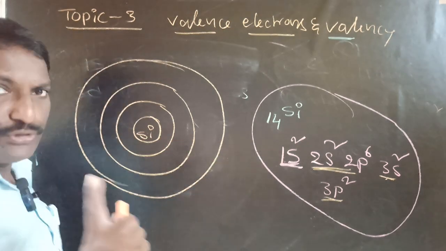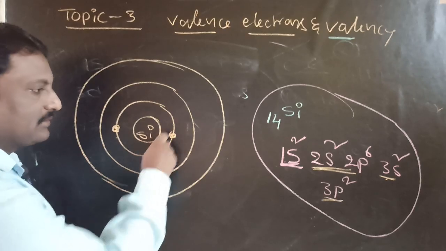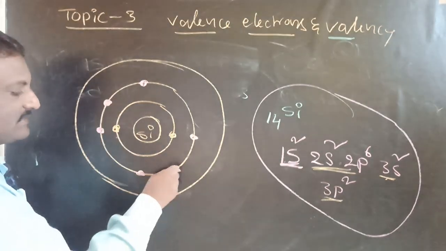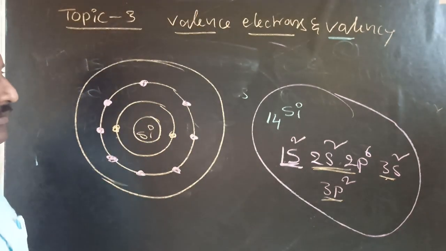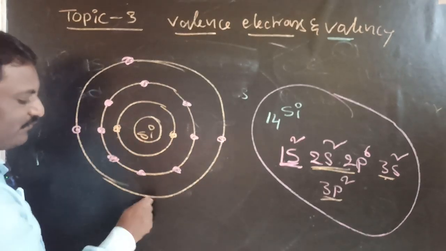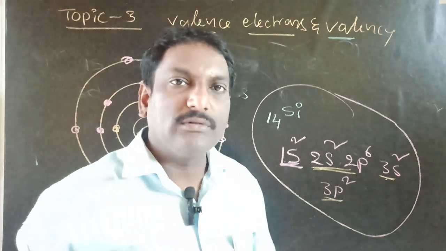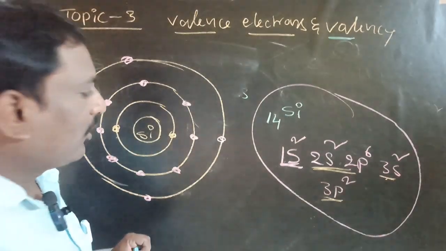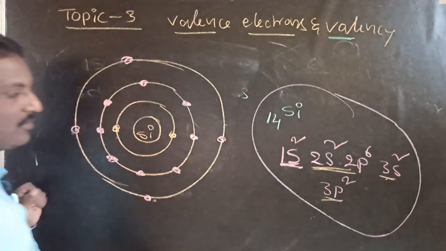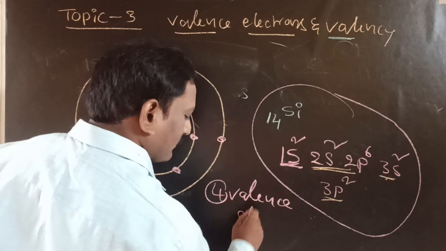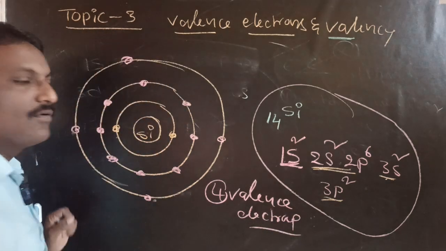First shell, how many electrons? 2 electrons. 1, 2. Second shell, how many electrons? 8 electrons. 1, 2, 3, 4, 5, 6, 7, 8. Third shell, how many electrons? 4. 1, 2, 3, 4. According to the silicon atom, it has 3 shells. The third shell will be the valence shell. How many electrons in the third shell? 4. The number of valence electrons in silicon is 4.